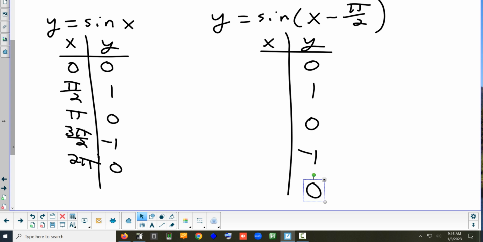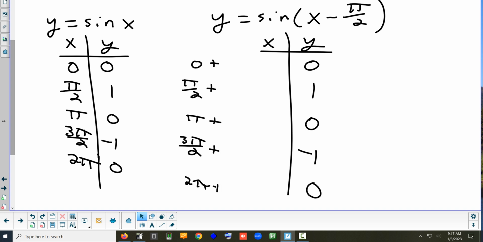Okay, the other 5. So what I'm going to do is put the originals off to the side. I'm leaving myself some space because I'm going to do some arithmetic over here. First of all, am I going to add or am I going to subtract something to all those x values? Add. We're adding because we want to move all these x values to the right.